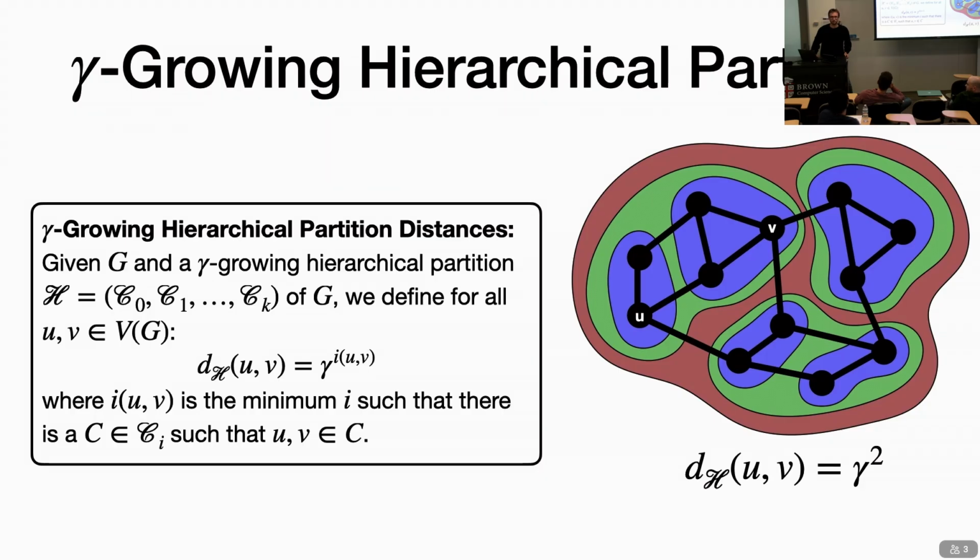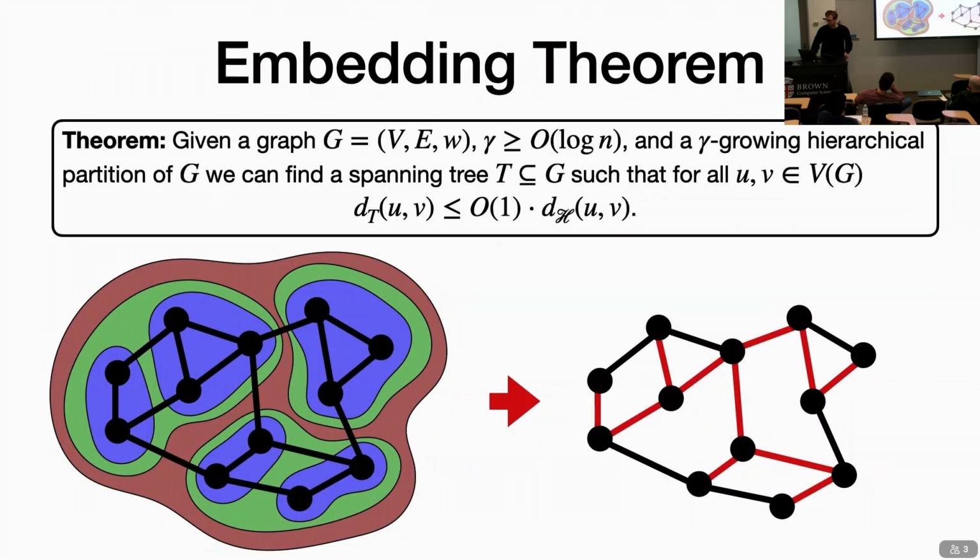Does that make sense? Okay. So then the theorem that we show is that we can embed the hierarchies, the distance given by these hierarchies into a spanning tree with only constant loss. But we can only do that if we're growing by a sufficiently large amount. So if gamma is at least log of n, we can find a spanning tree whose distances are approximately the same as our hierarchy. So that's kind of the goal of what we want to do. We have some hierarchical partition that's been given to us. We can find a spanning tree, and so that's our main theorem.